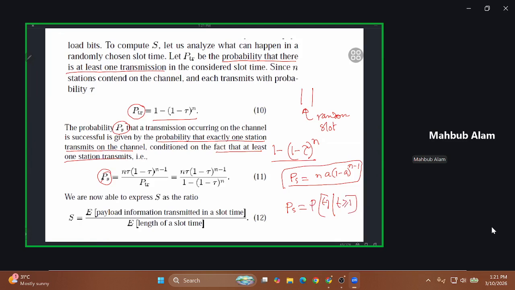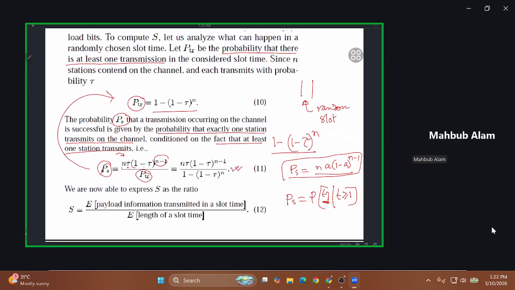So this paper defines the probability as a conditional probability. So what is the probability? This one is calculated this way. In the numerator, we have the probability that a single station transmits, that is like this one. Tau is the probability that a station transmits, 1 minus tau is the probability that a station does not, and n minus 1 means n minus 1 stations do not transmit. And PTR is the probability that at least one station is transmitting. So by this way, we can calculate the probability of success.